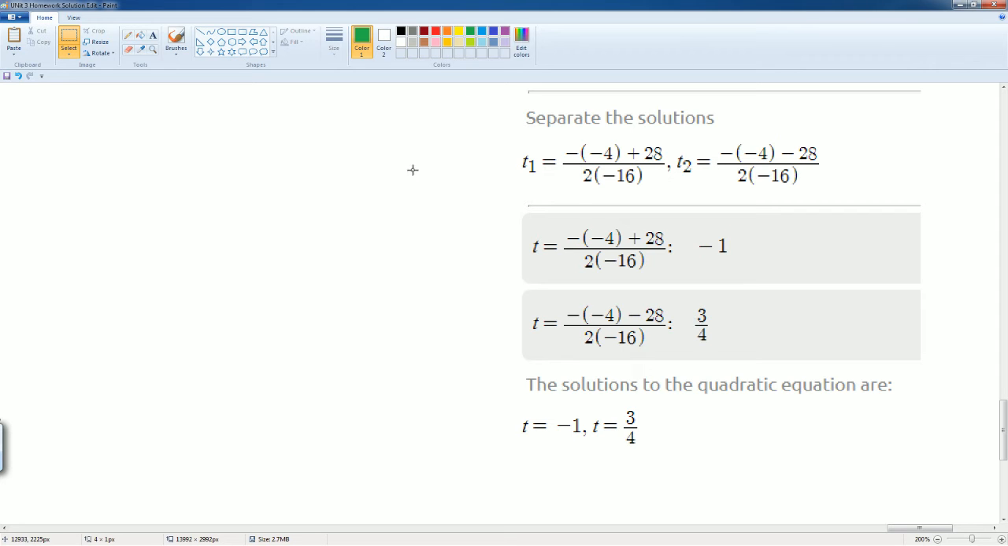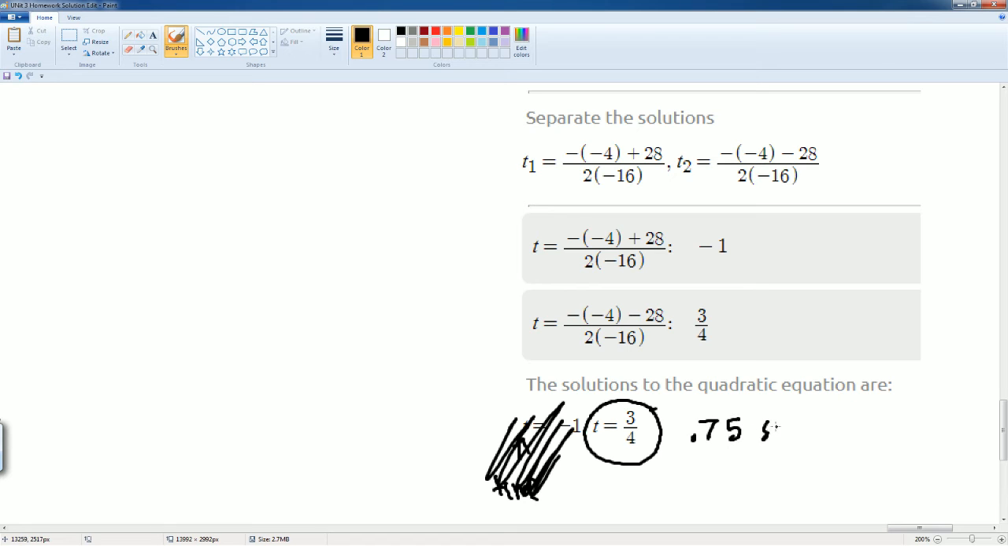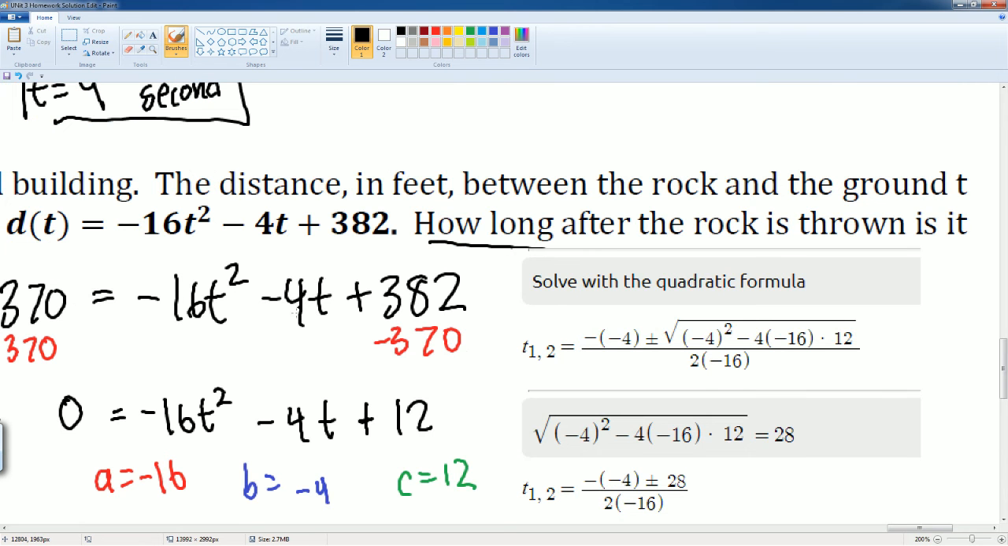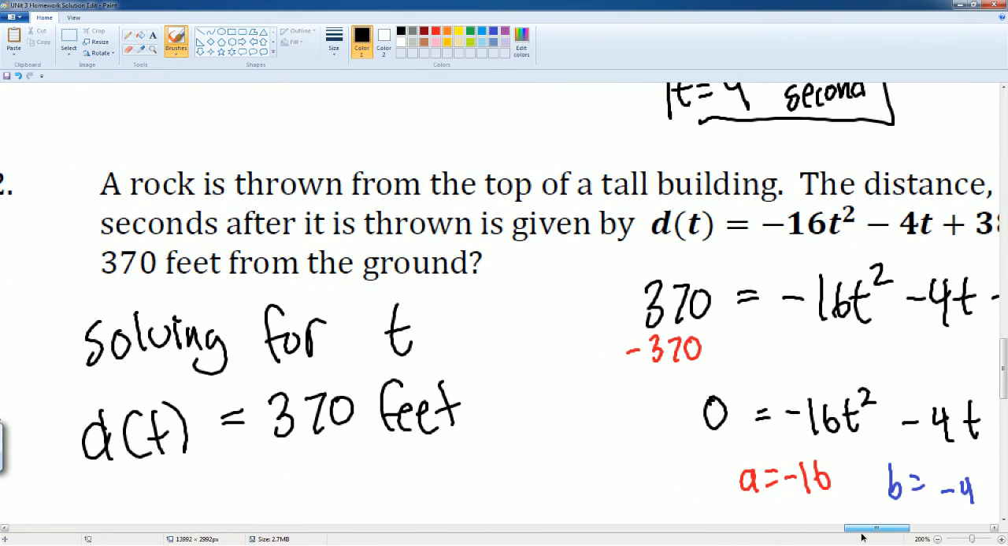Please understand that t is in time. This is negative time. You cannot have negative time. The only positive time you have is 3 divided by 4 seconds, which is 0.75 seconds. That's the only correct answer. So at this time of 0.75 seconds, it reaches this height of 370 feet above the ground.